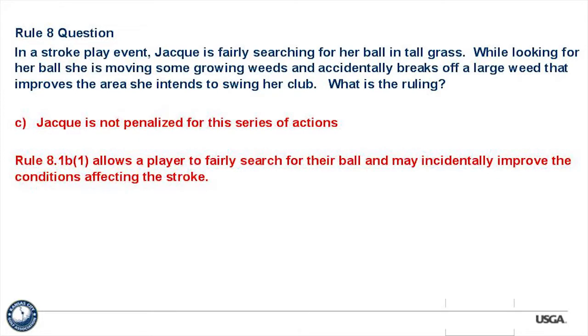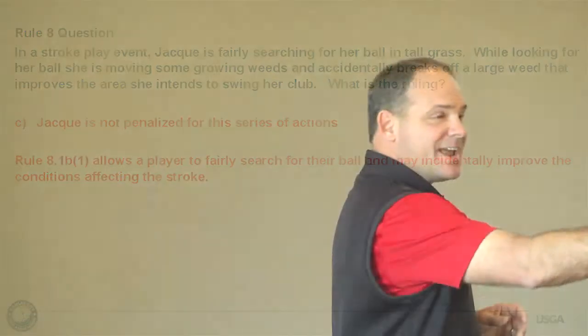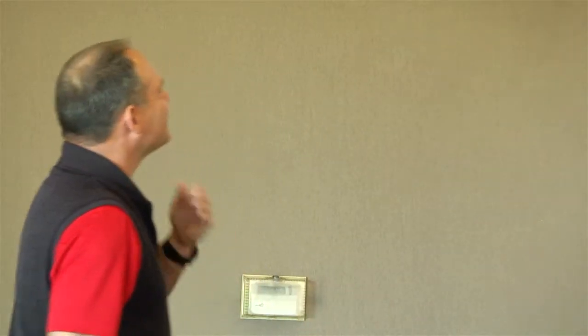Okay. If she intentionally breaks off that weed, she's going to be penalized, even if she thinks she can get it back into position, which I don't know how you're going to do with a broken weed. So, tape, we've talked about tape. You can't do tape. So does everybody understand that? Even though she improved her conditions affecting her stroke, she did it fairly searching for her ball, so no penalty.